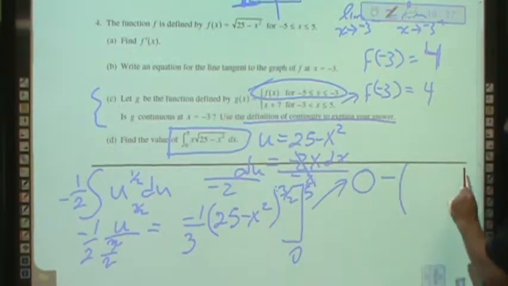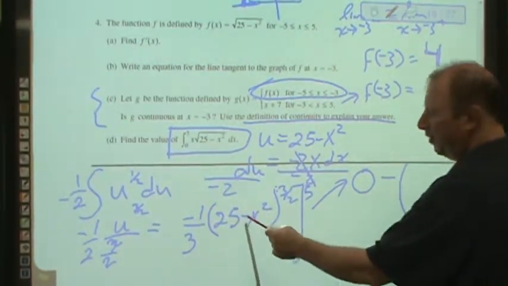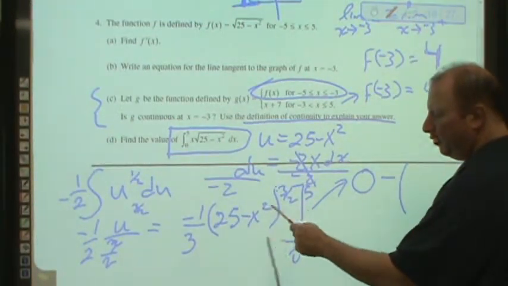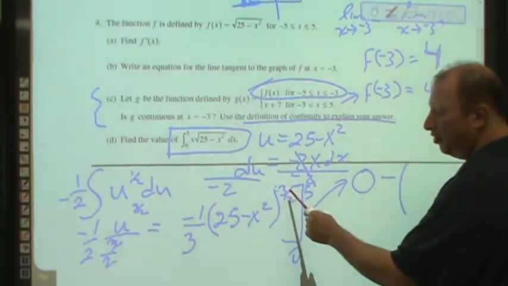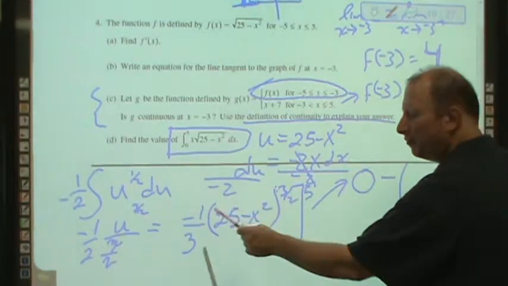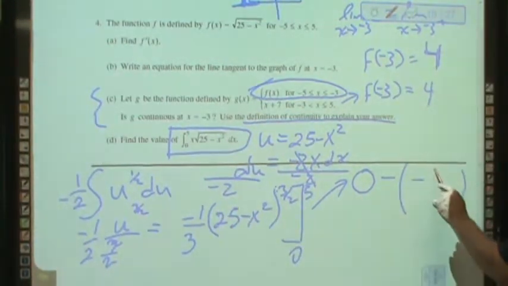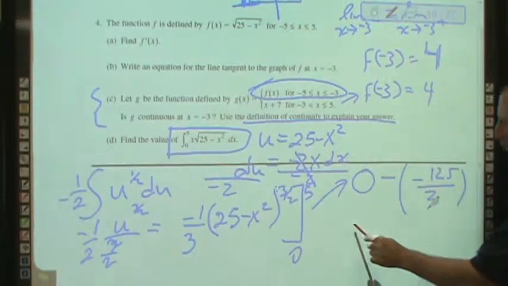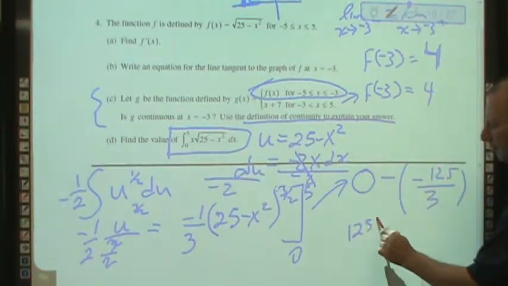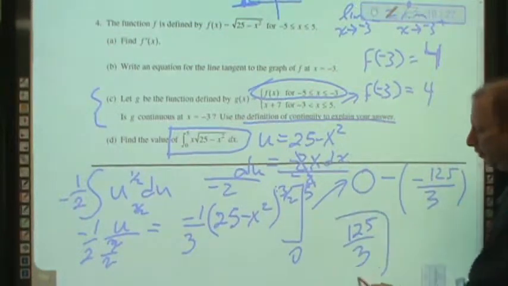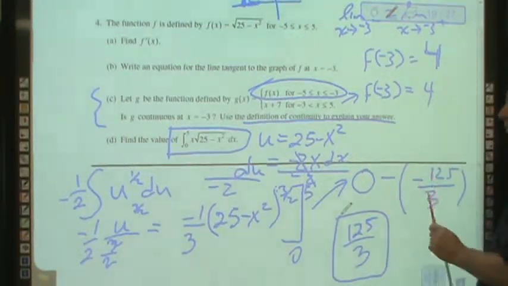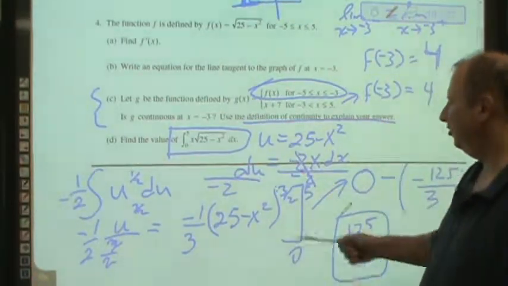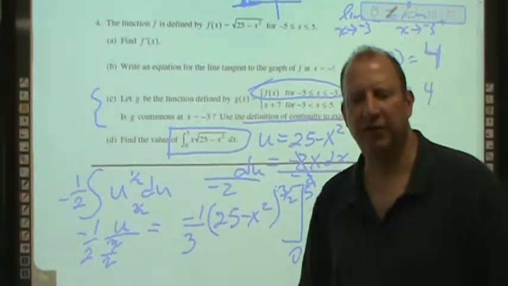Let's look at what we subtract. 25 minus 0 is 25. The square root of 25 is 5, to the third power is 125. 125 times negative 1/3 is negative 125 over 3. And your answer is 125 over 3. Okay, so we started off with integration by substitution, and then we solved for the answer.